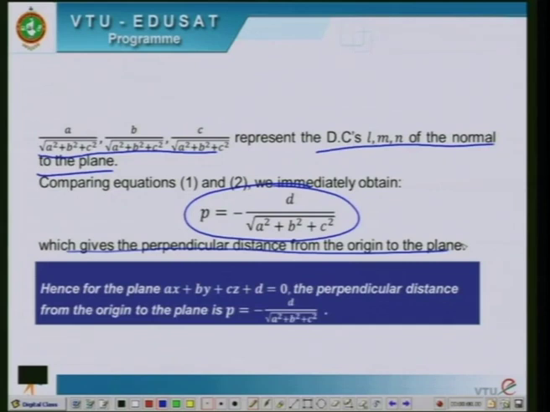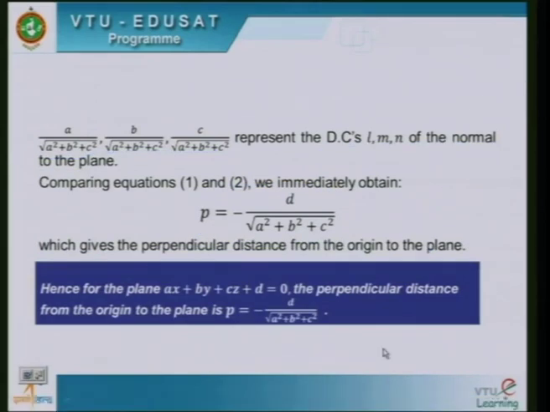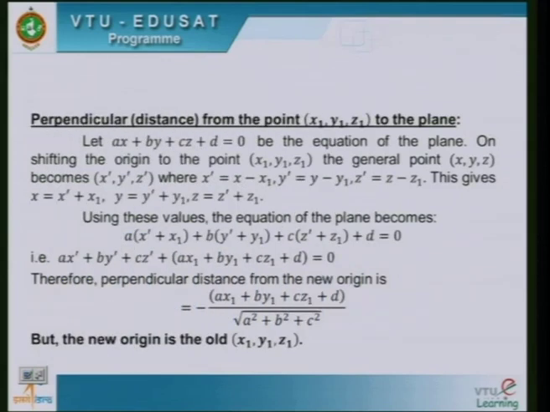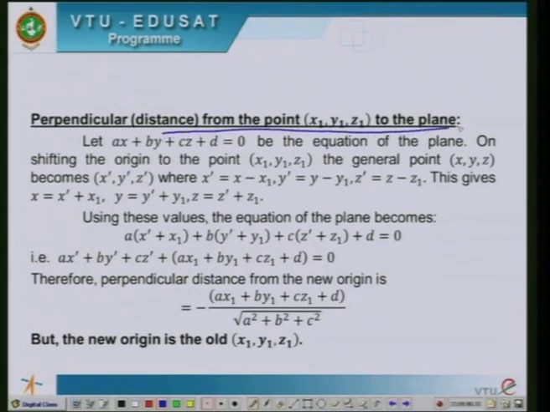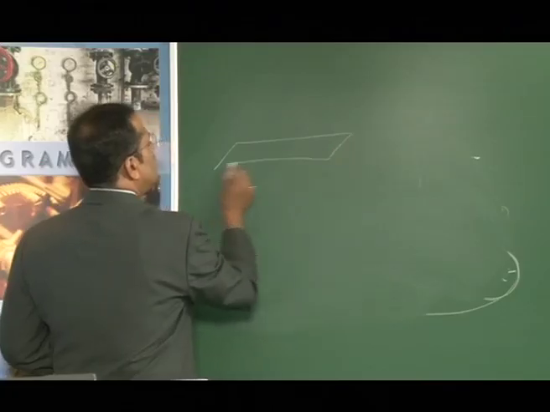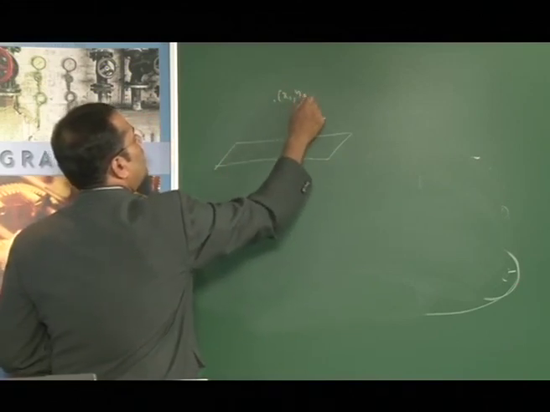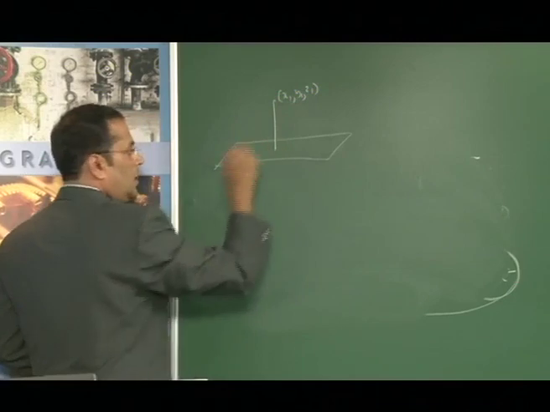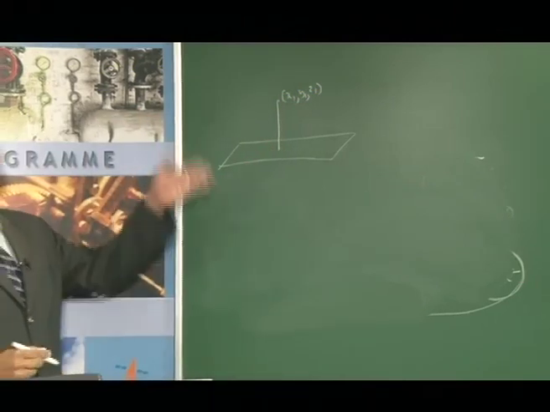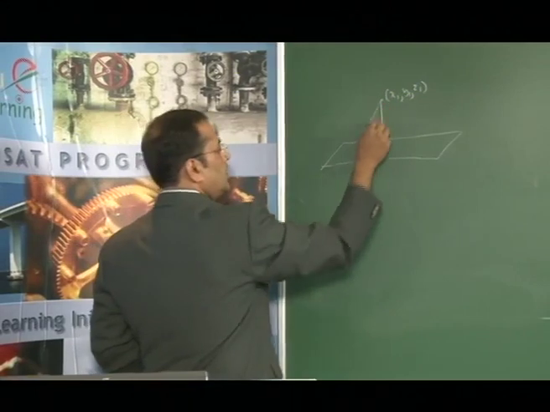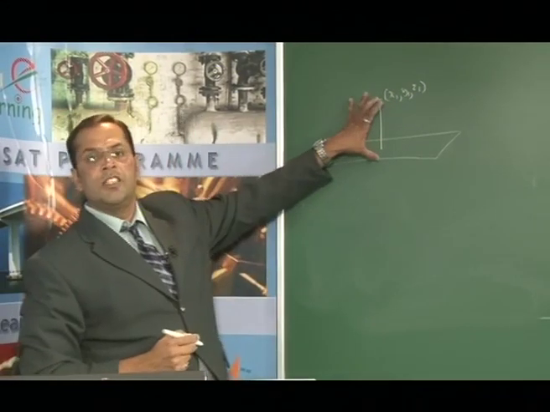Now, the next thing that comes is the following. Given any point in space, can you find the perpendicular distance from the point to this plane? That you can see in the next part. Perpendicular distance from the point x1, y1, z1 to the plane. So, there is a plane here, there is a point x1, y1, z1 here, and I want the distance. Remember that the distance is nothing but the perpendicular drawn. You cannot find the distance like this, that is not defined. So, it is the perpendicular distance drawn to the plane.